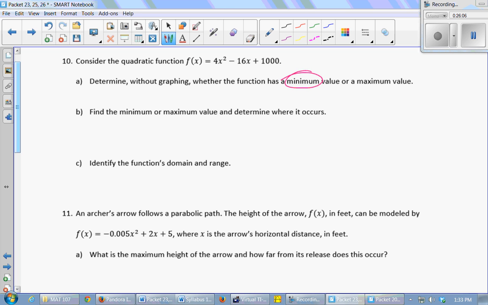So let's find that minimum value and determine where it occurs. That is just find the vertex. That's all it's asking you to do. So remember, the x-coordinate of the vertex, we call it h, is at negative b over 2a. And that would be 16 over 2 times 4, which is 2.